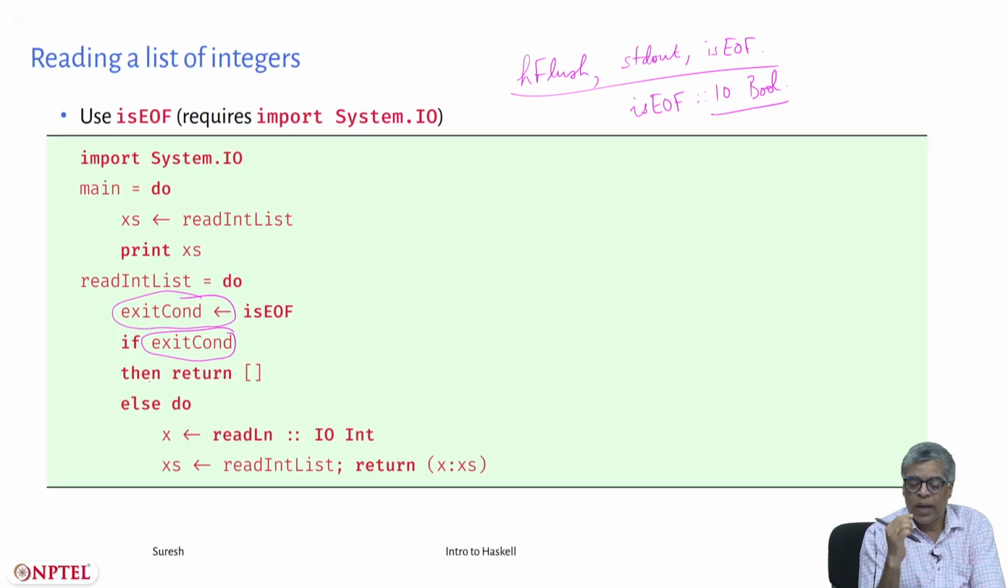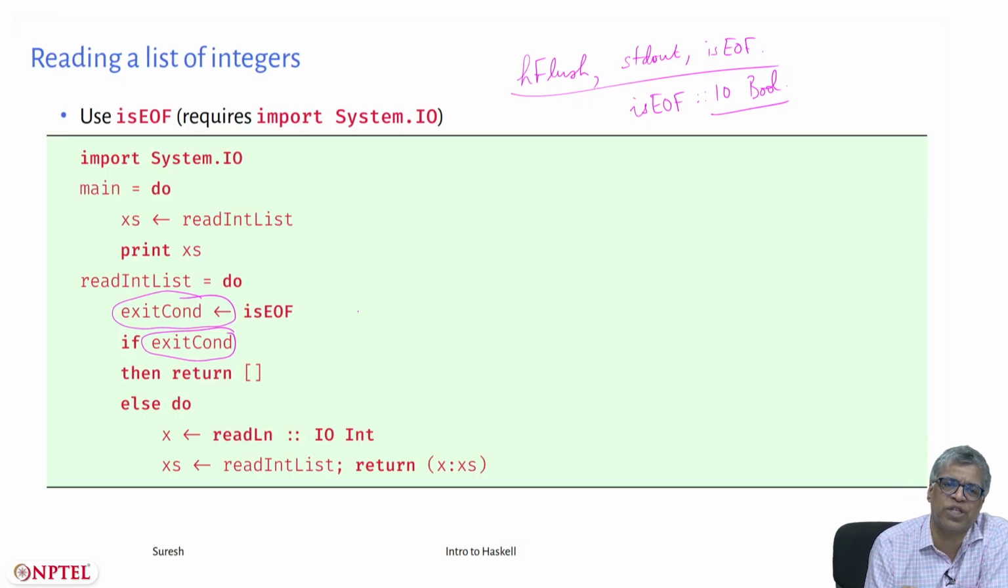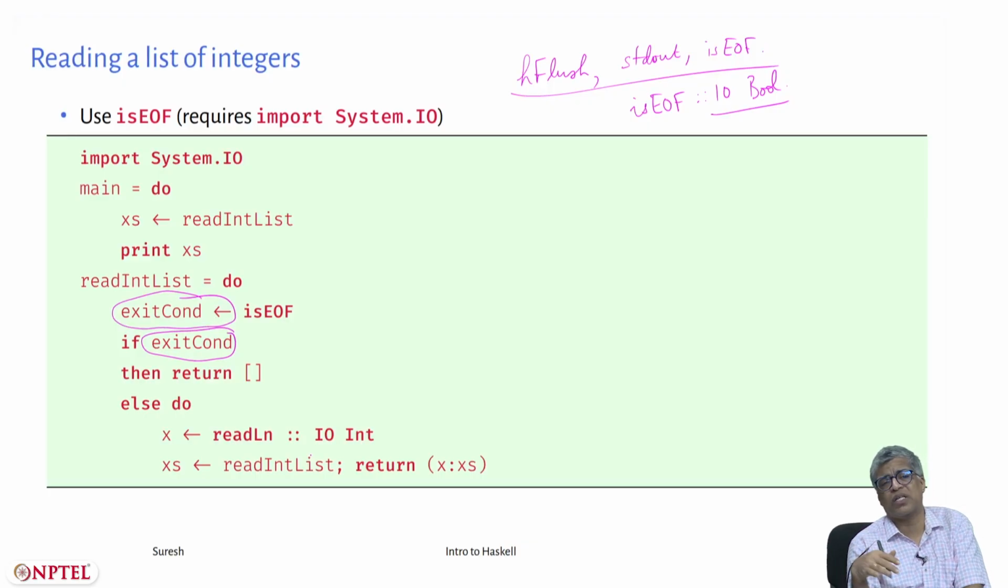So what you are saying is, you first check if the exit condition has been reached by making the call to is-eof. It is an IO action because it is to interact with some file or user or whatever, and then it will return a Boolean value saying true or false. True means end of file has been reached, false means end of file has not been reached. If end of file has been reached, then once again you promote the empty list as a list of integers, promote the empty list to type IO list int, else you read an integer and you read the rest of the integers and you promote x colon xs as a list of integers.